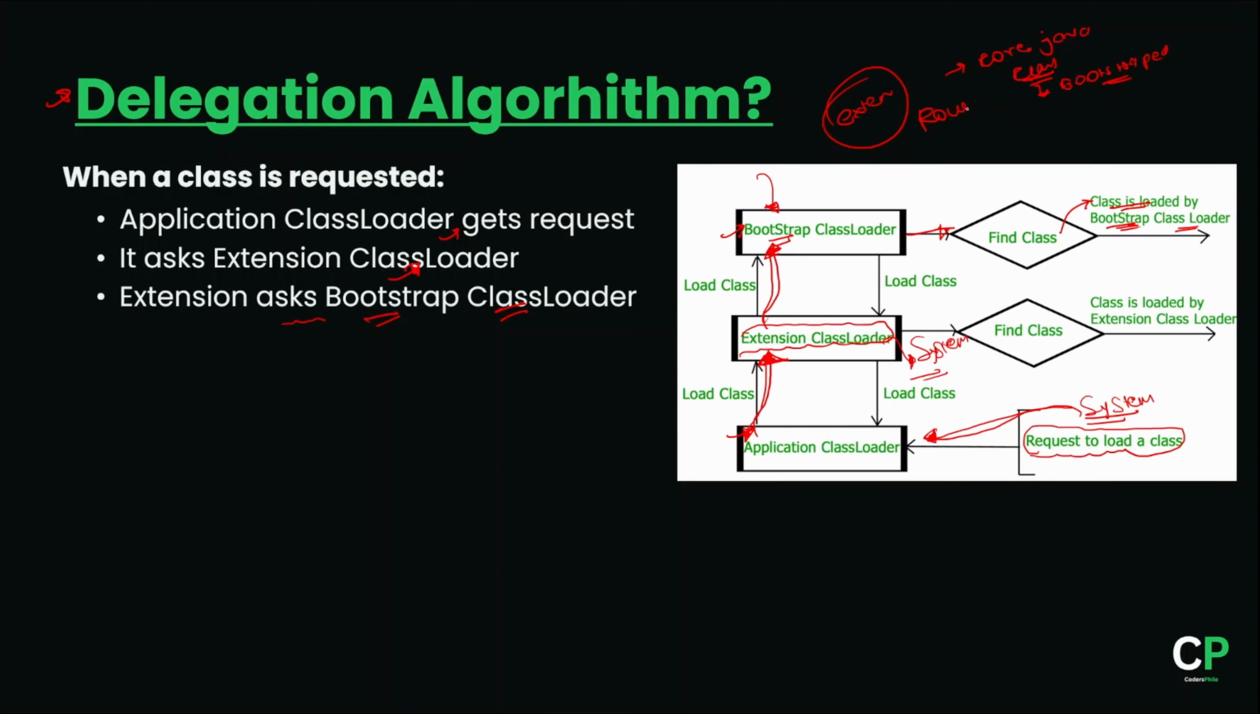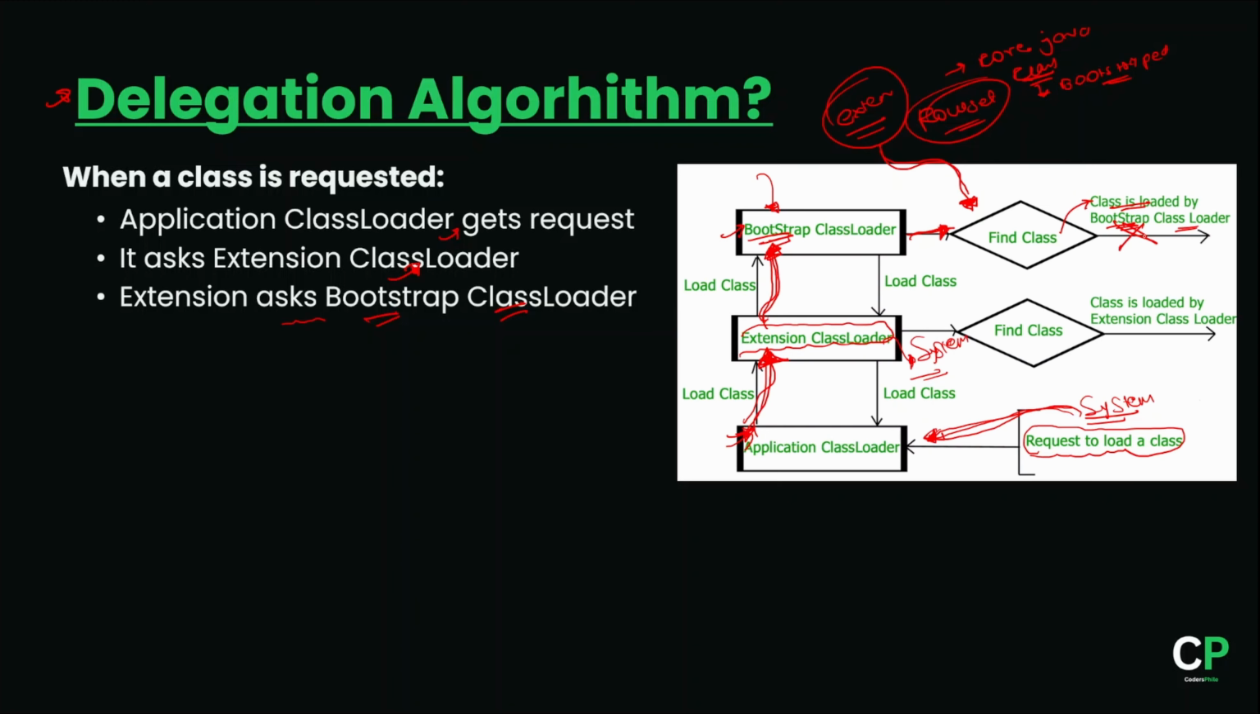For example, in the previous example, the RowSet class. Again, the request is first passed to the application class loader. The application class loader will delegate this request to the extension class loader. The extension class loader will pass this request to its parent, that is the Bootstrap class loader. Now the Bootstrap class loader will find whether this class is present in its core, whether this class is a core class or not. Since the class is not present in the core Java classes, it failed.